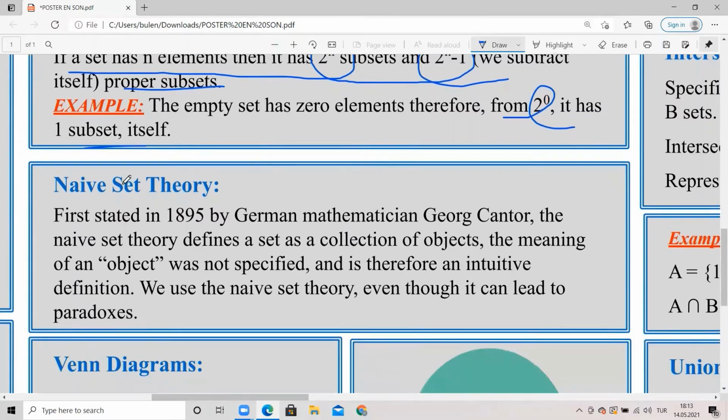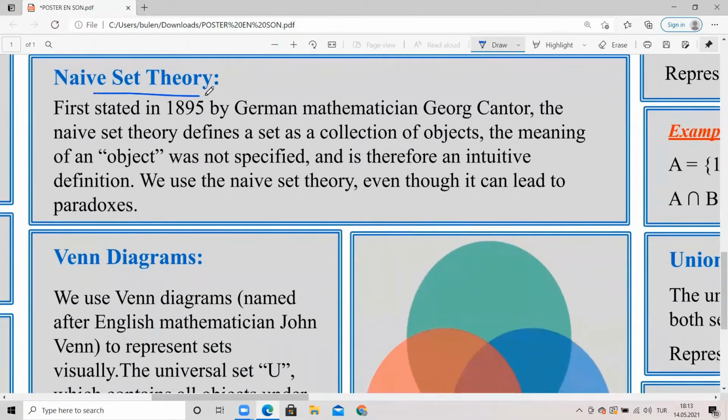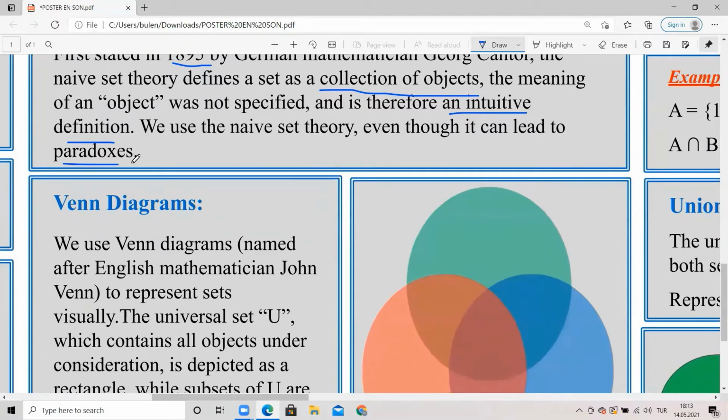The naive set theory, which was first stated in 1895 by German mathematician Georg Cantor, says that a set is a collection of objects, but the meaning of an object was not specified. And because of this, the theory is an intuitive definition. However, we will continue to use this set theory, even though it may lead to paradoxes.